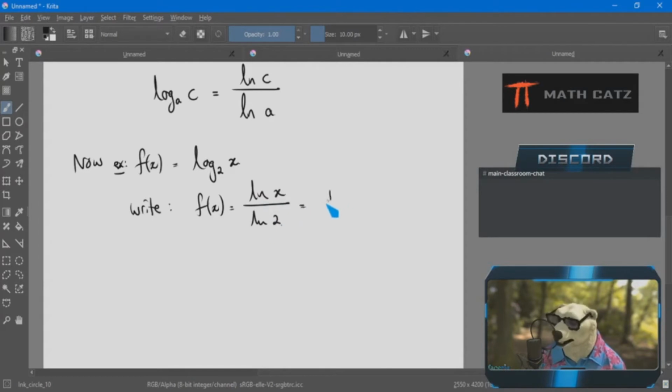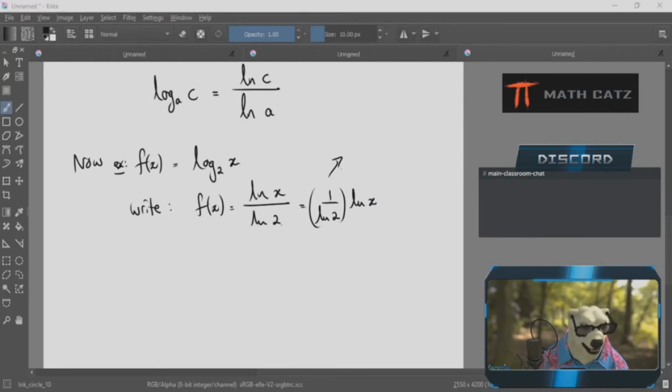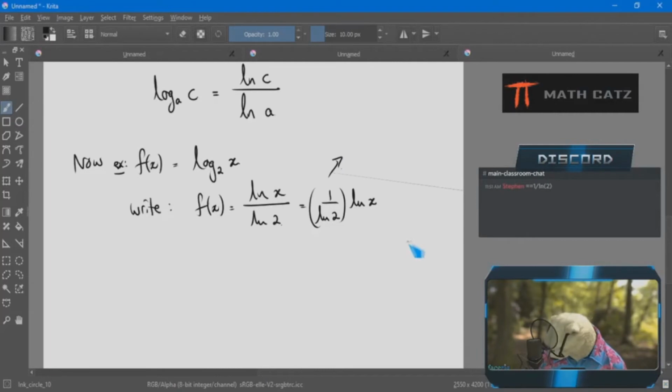But notice what this is. The log of 2 is just a number. So what I have here is some number, let's calculate it, times natural log of x. Let's calculate it. 1 over ln of 2, come on, MathBot, 1.44. Yes, it continues forever, which is why I don't write the decimal number. I leave it in its exact form.